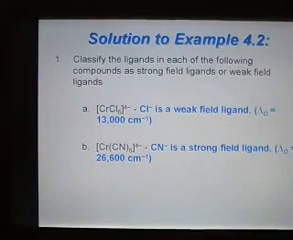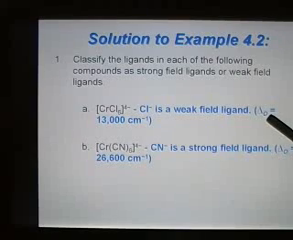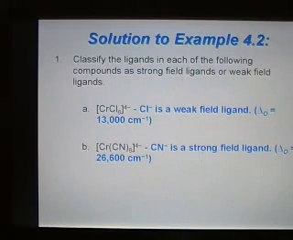So, the answer to question 1 is that Cl- is a weak field ligand, and you don't need to know the value of the ligand field splitting energy. Just remembering the spectrochemical series, Cl- should be a weak field ligand. So, you should get high spin complexes from this. CN- is a strong field ligand, splits the orbitals very well, and you should get low spin complexes all the time with CN-.